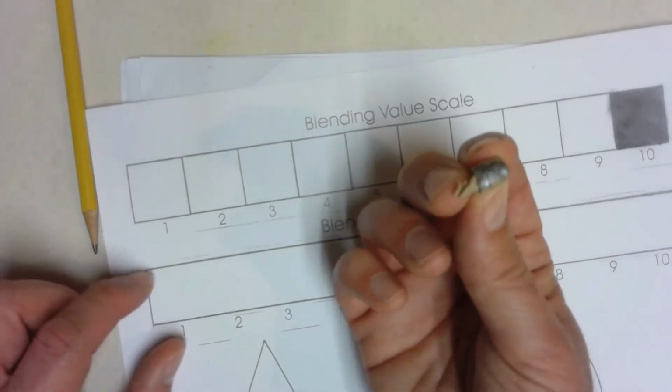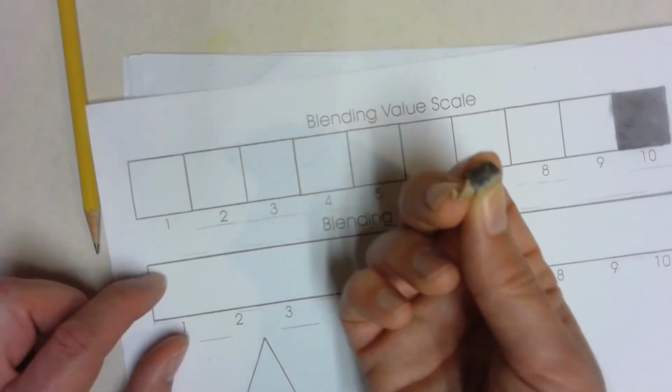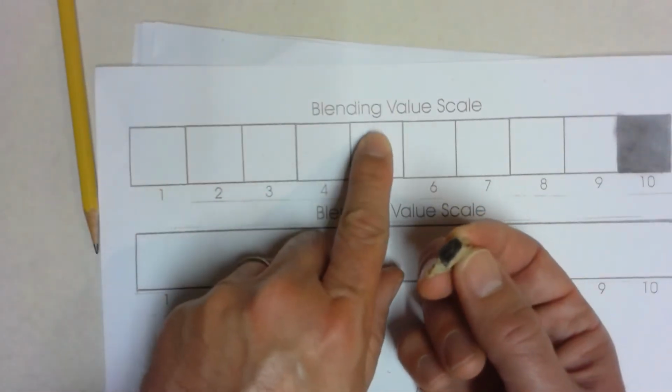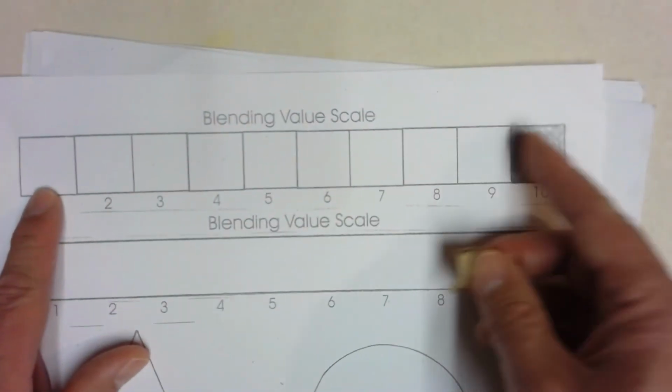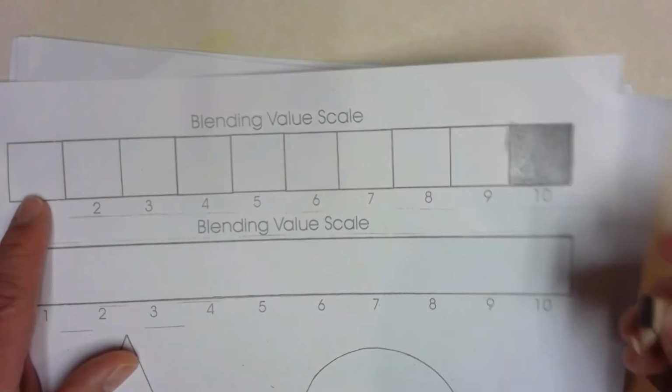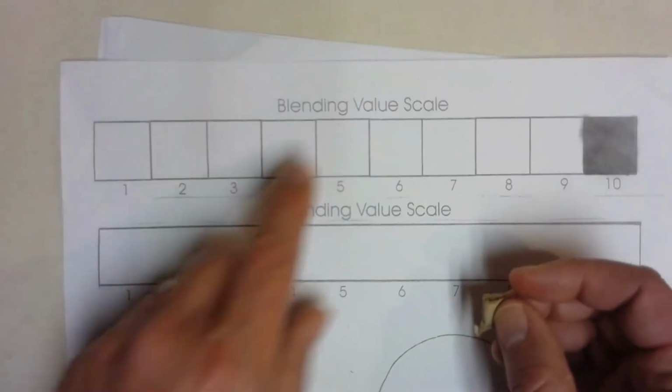See how I've built up some graphite on here? I'm going to go to number 5. This should be like the middle. This is going to be pure white. This is going to be as black as you can get it with graphite, which is not really a true black because it's more of a silver gray, but we get it pretty dark. This should be like the middle.